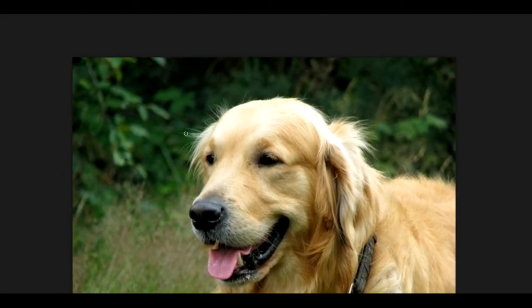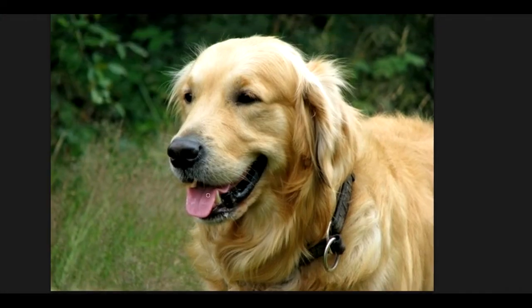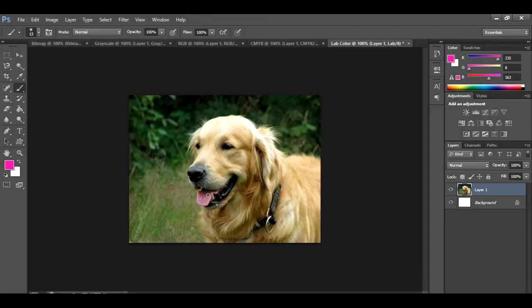Lab mode is a special one. It's based on how humans see colors. The values in Lab color represent the colors a person with normal vision can see. Lab is a device-independent color model because it describes how a color looks. The other models describe how much you need of a particular colorant or what the value of a pixel is.